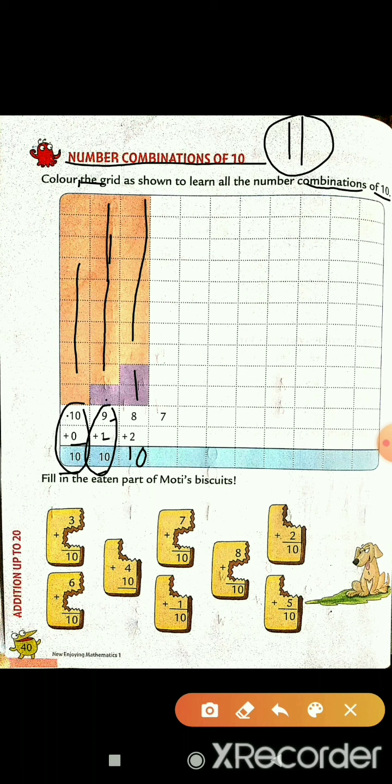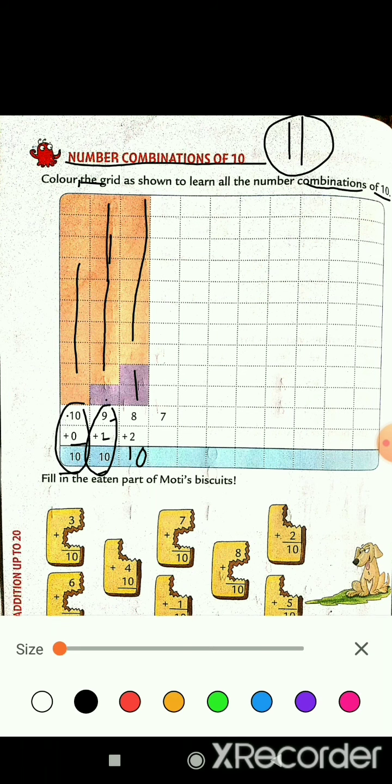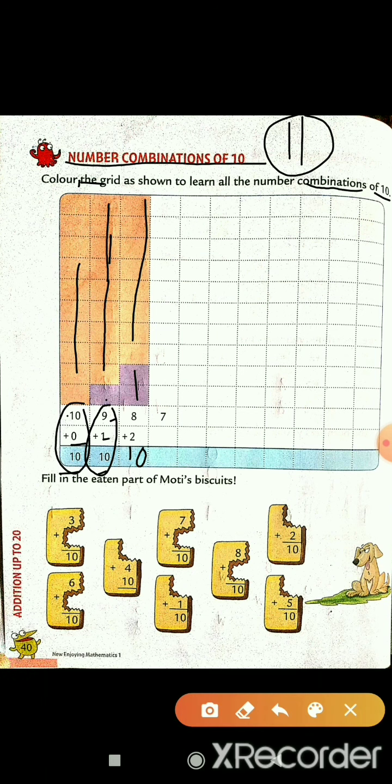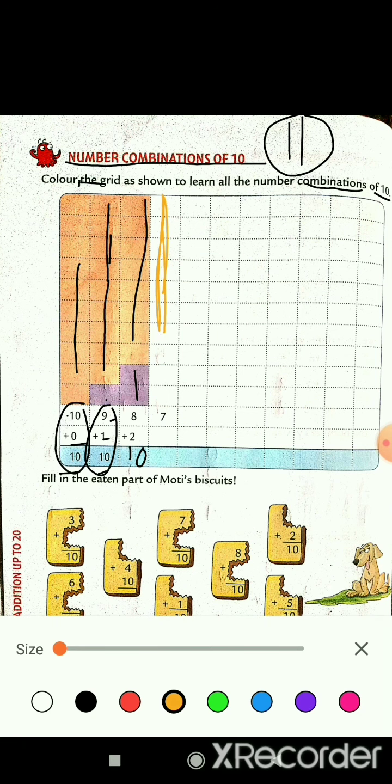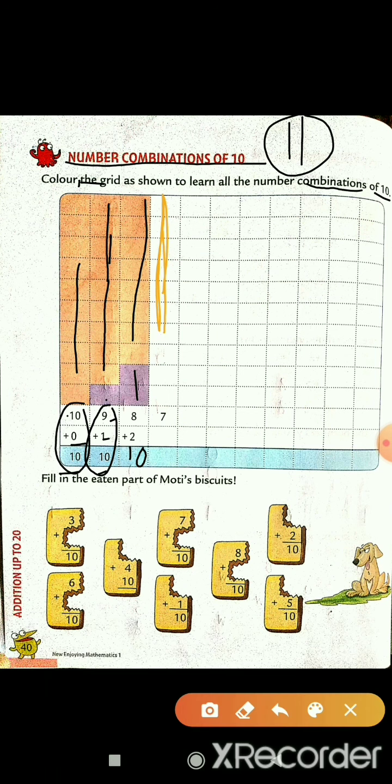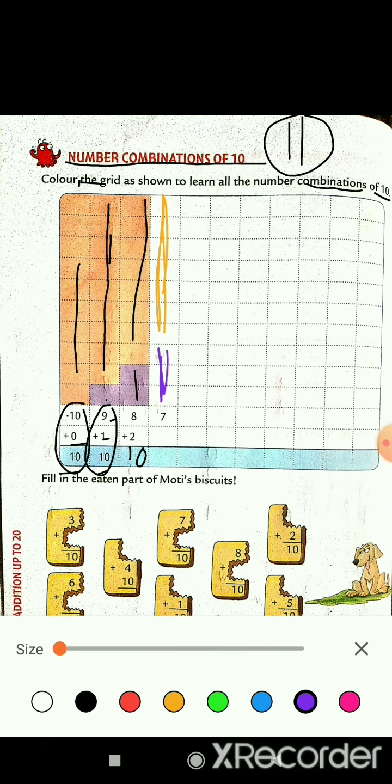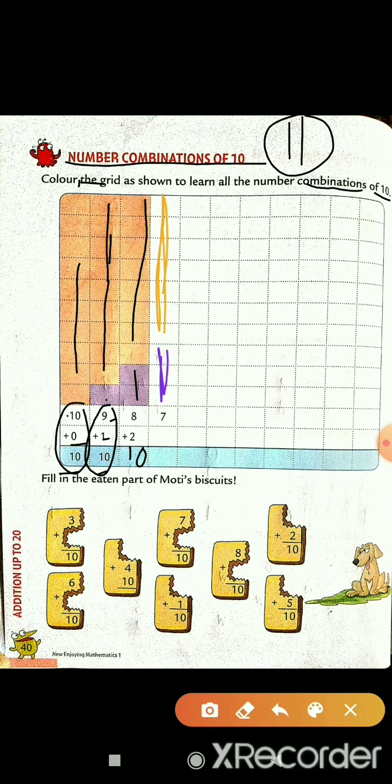Got it students? So now moving further, first you will color 7 boxes with orange color. How many boxes? 7 boxes. And the remaining boxes with purple color. So 3 boxes are remaining. So you have to write here 7 is already written plus 3. So 7 plus 3 is equals to 10. Got it students?